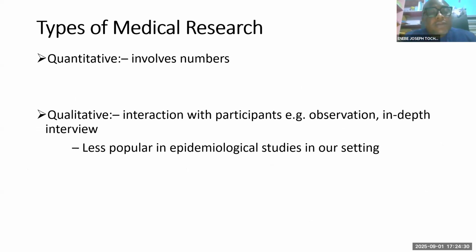Now, let's talk more about the research. What are the types we know? We have quantitative. It means that it involves numbers. What is the number of women that are getting pregnant?